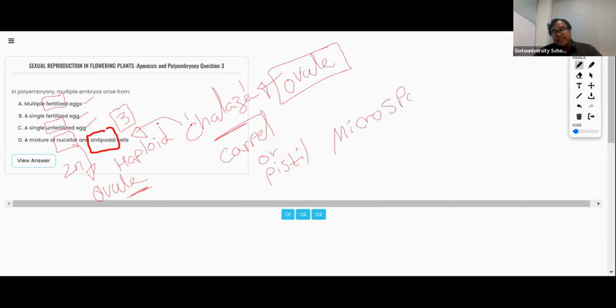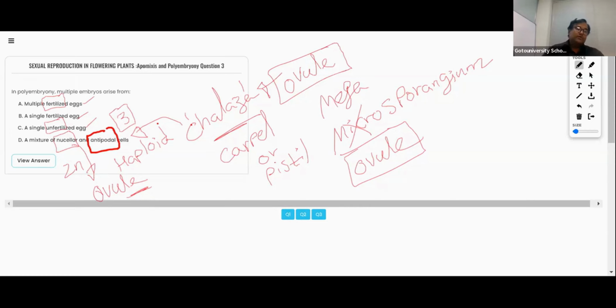Instead of saying the word nucellus, I can use a word called microsporangium. No, that word I cannot say. Then what else can I say? Megasporangium. Megasporangium is the word I can say for the ovule. The ovule is also called megasporangium, not microsporangium. So we should be very careful, right? The same question they will use with different terms.